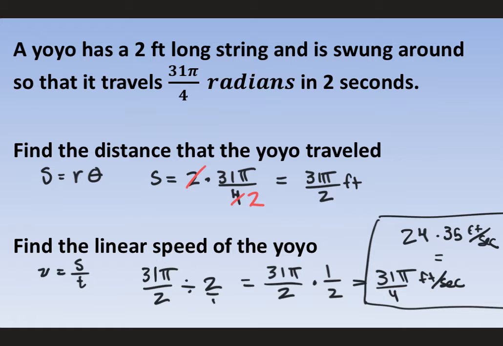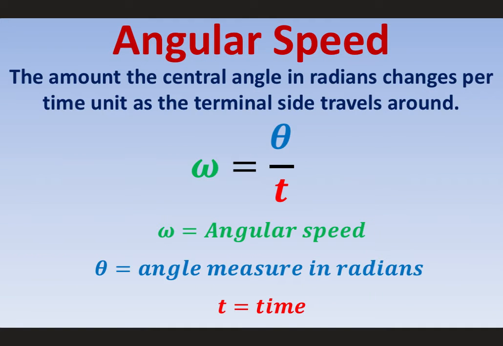All right, so that's linear speed. So that's how fast the object is actually traveling. All right, our second type of problem is called angular speed. Angular speed is the amount the central angle has changed per a unit of time.